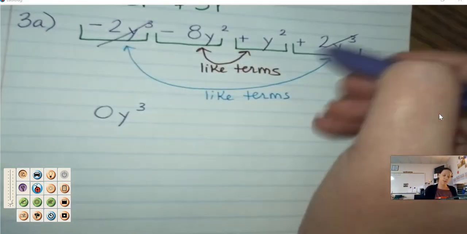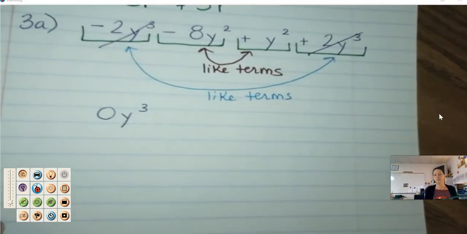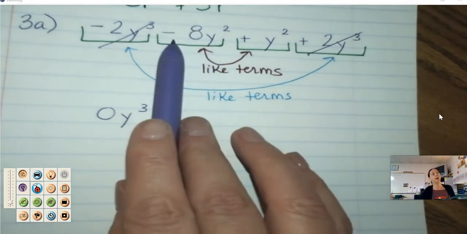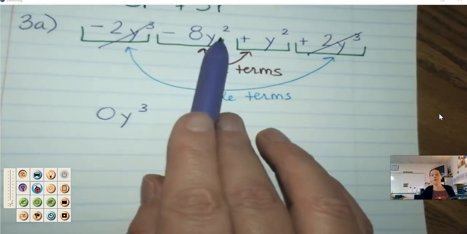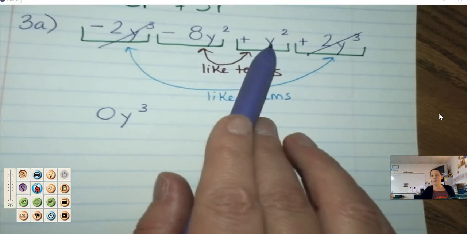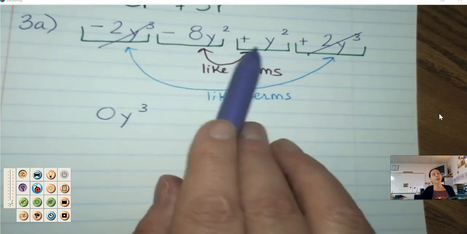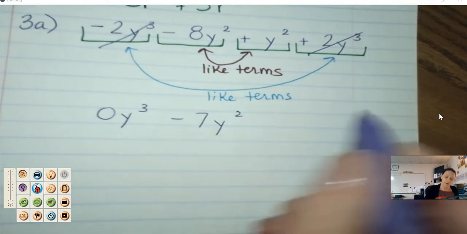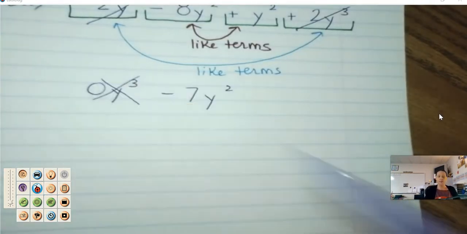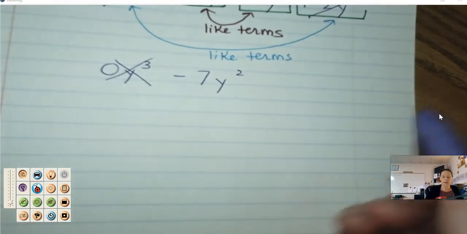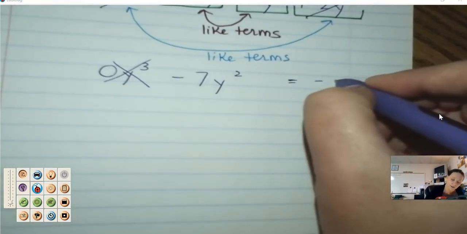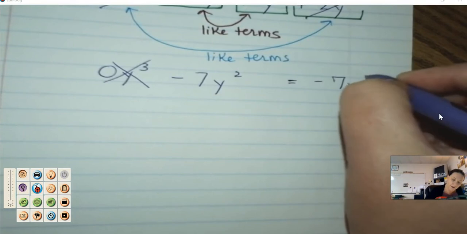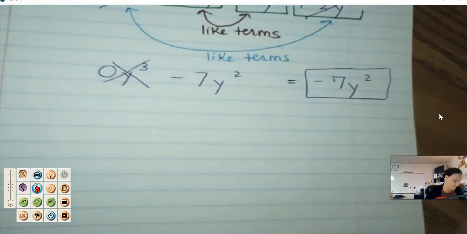So I used those. Then for the y squareds, I had negative 8y squareds, and then I added a y squared. Negative 8 plus 1 is negative 7y squareds. And again, I don't want to put this 0. You don't need to write it; it's basically redundant. So your final answer would be negative 7y squareds.